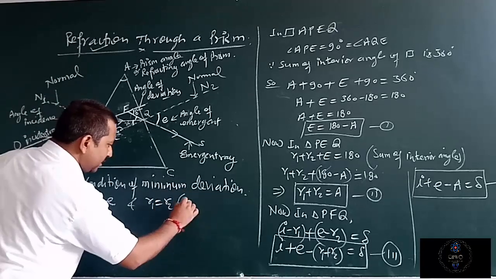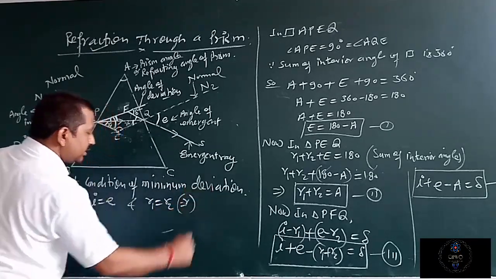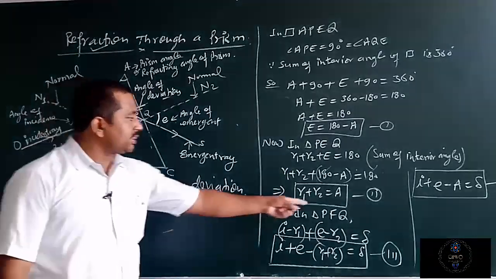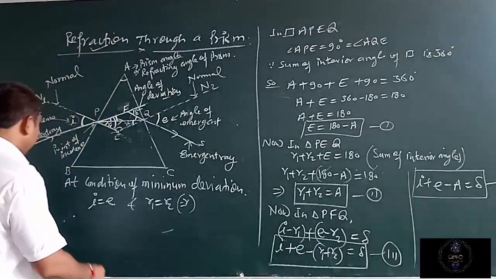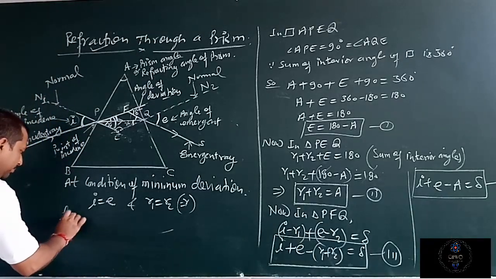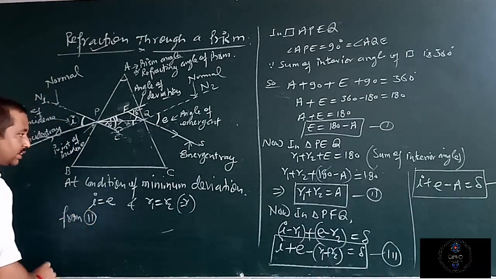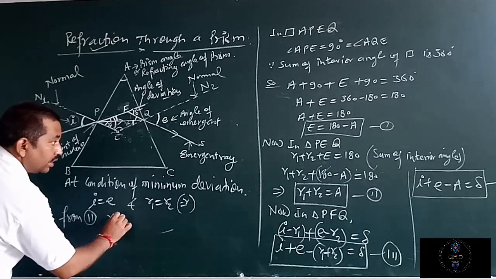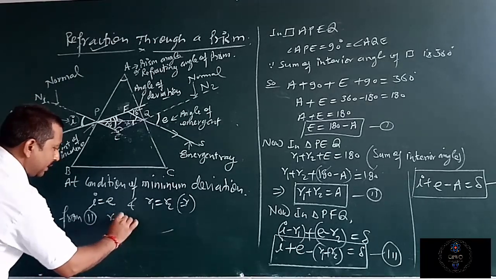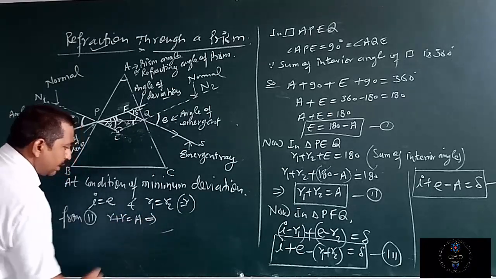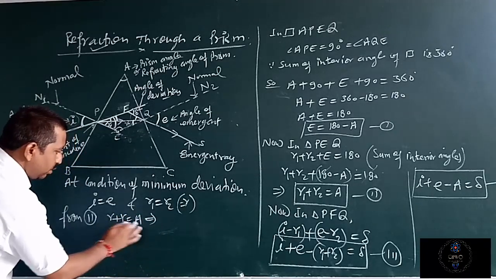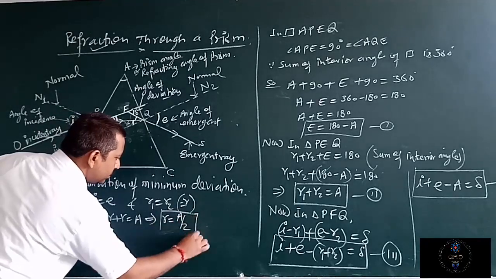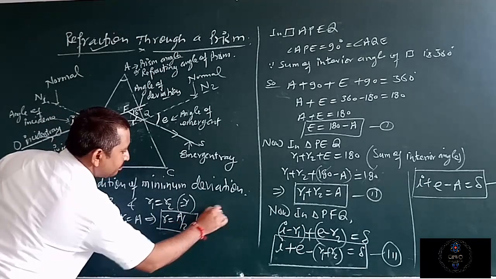If we let this equal R, and place R1 equal to R2 in the second equation, then A will be equal to R1 plus R2. It means R plus R equals A. So from here we get 2R equals A. It means R equals A by 2. This is equation number 5.